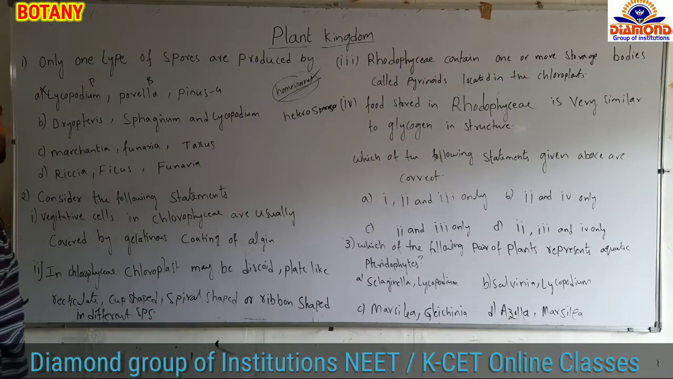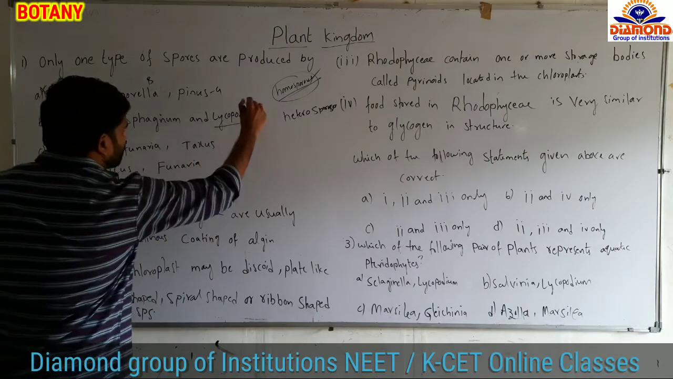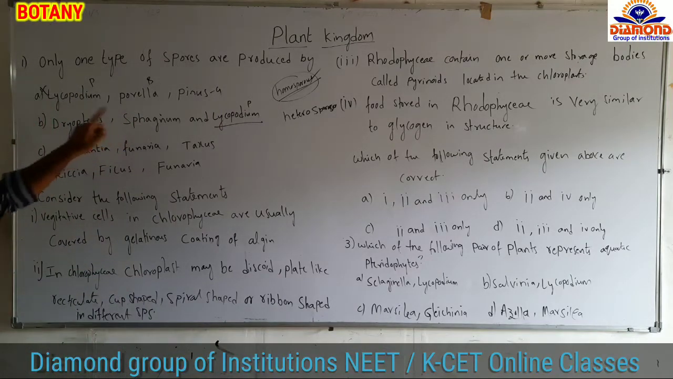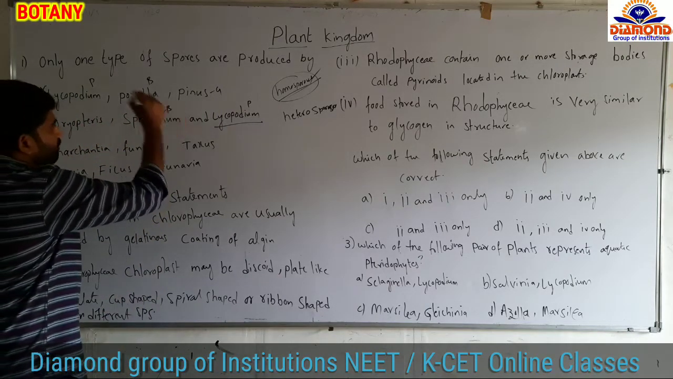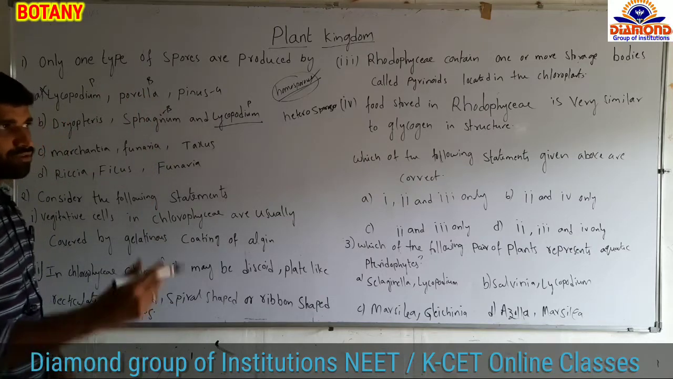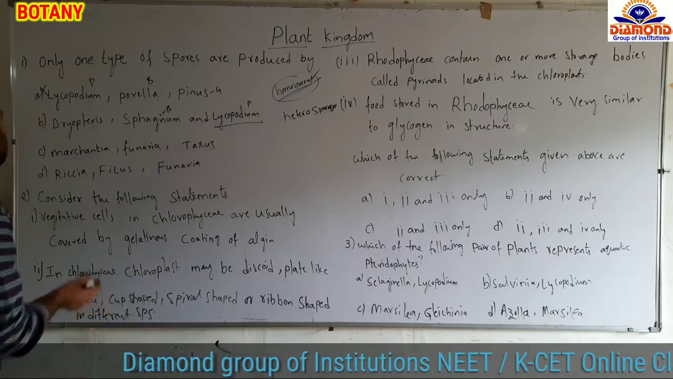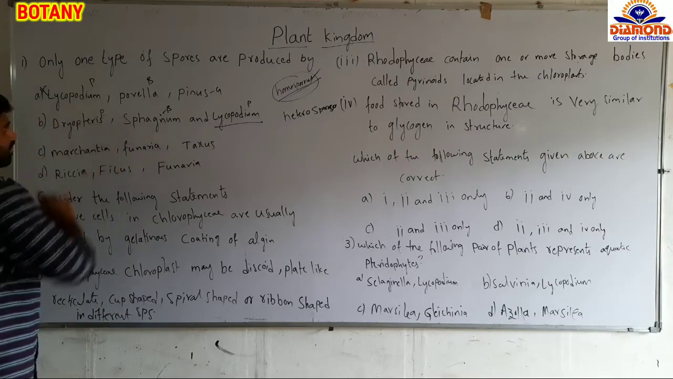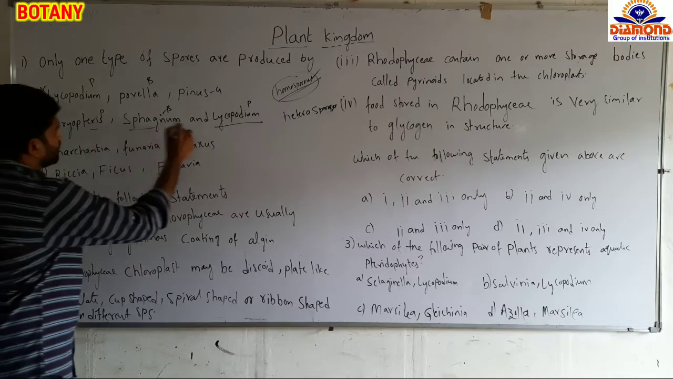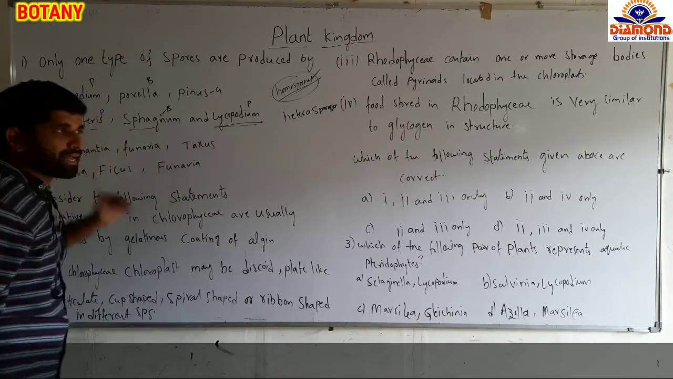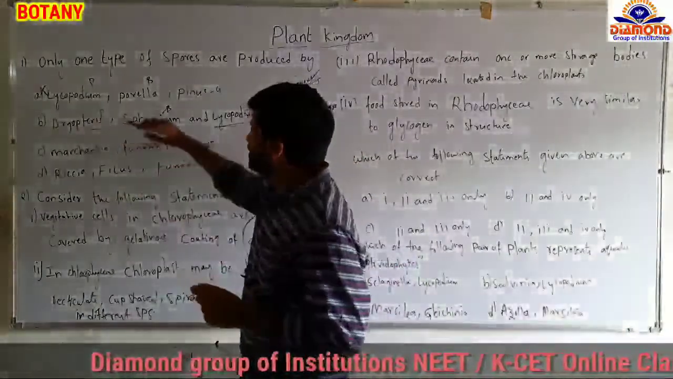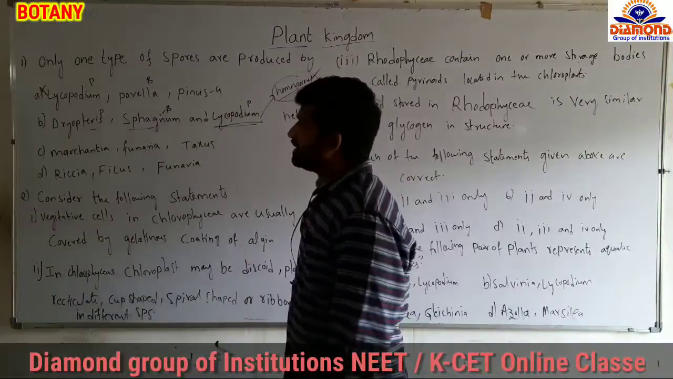Option B: Dryopteris, Sphagnum, Lycopodium. Lycopodium is a Pteridophyte and belongs to the homosporous condition. Sphagnum is a Bryophyte and produces only one type of spores, homosporous. Dryopteris is a Pteridophyte and also produces one type of spores. So these three plants, Dryopteris, Sphagnum and Lycopodium, produce one type of spores, which is why we call them homosporous.